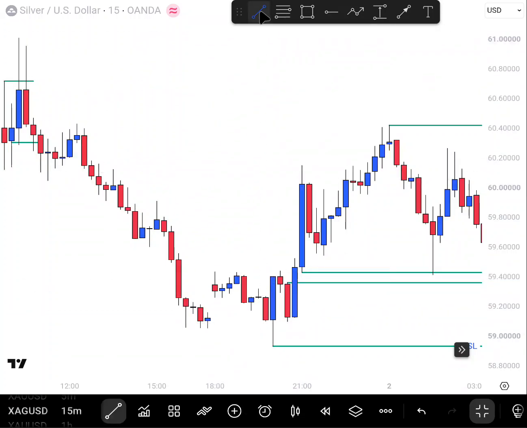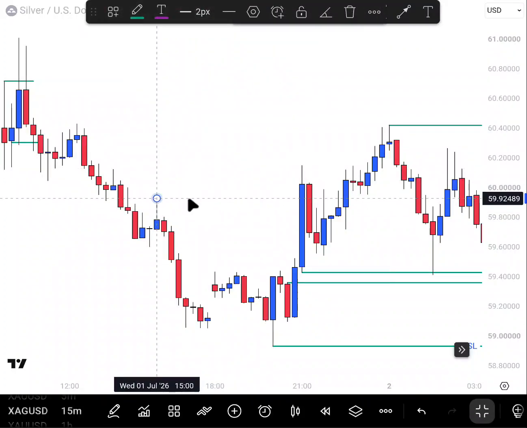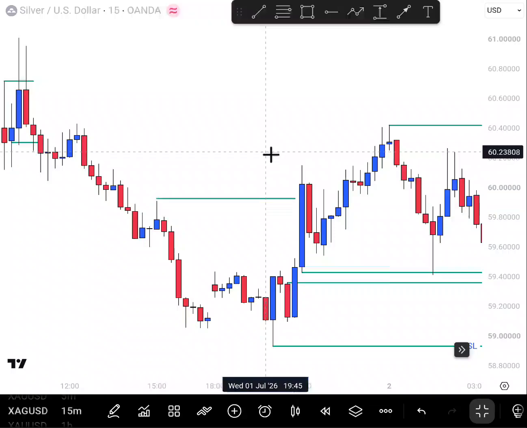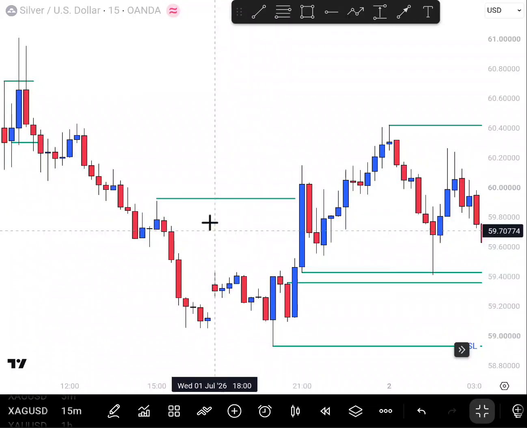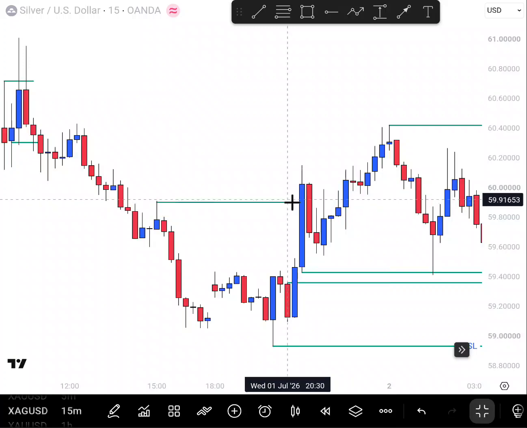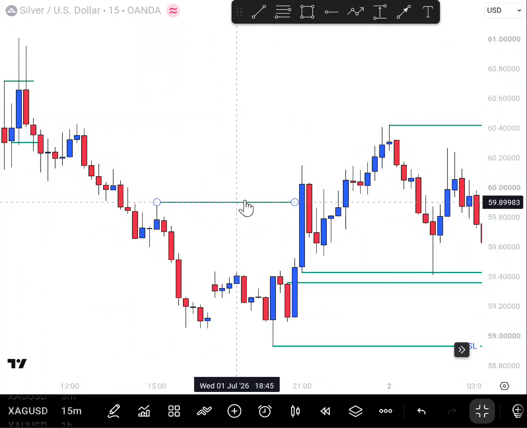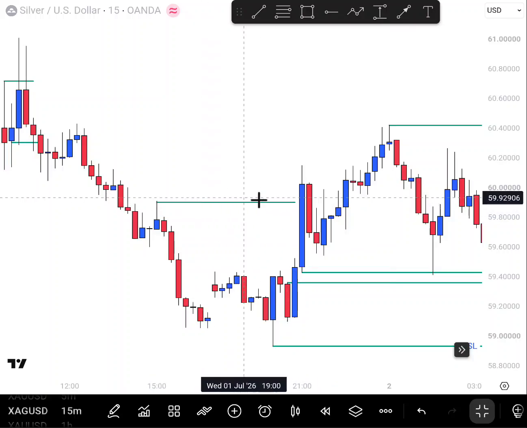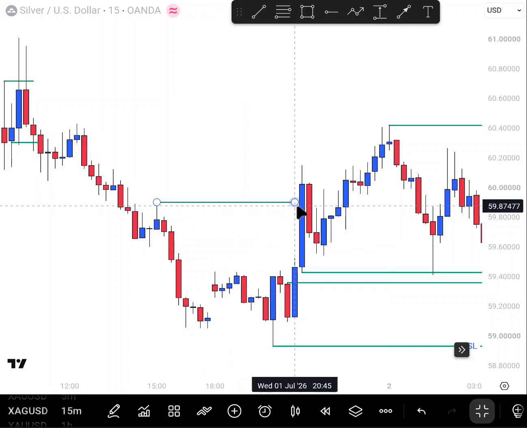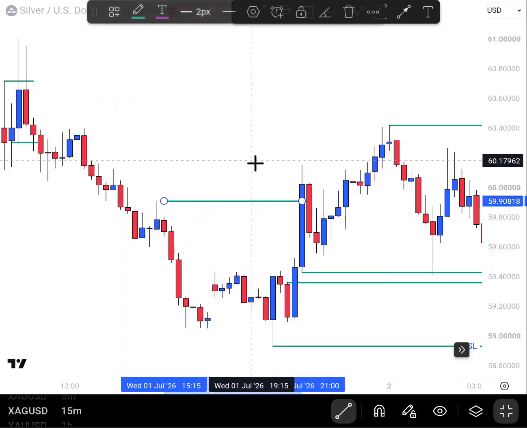After price established this swing low, that took out the internal range liquidity, the sell side liquidity that was resting below here. We had, you can call this a change of character or a market structure shift. Whichever term you want to use, it is very okay.